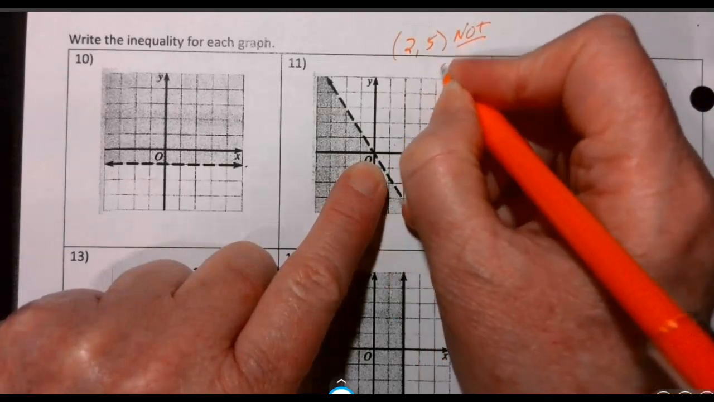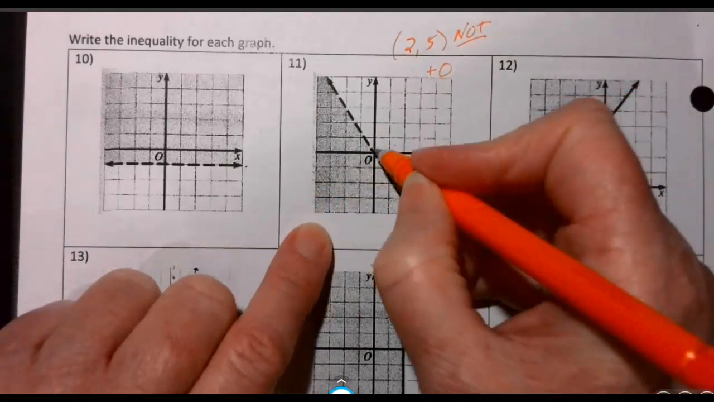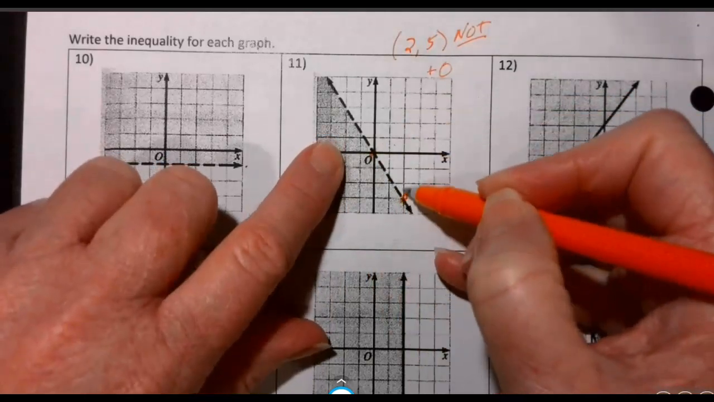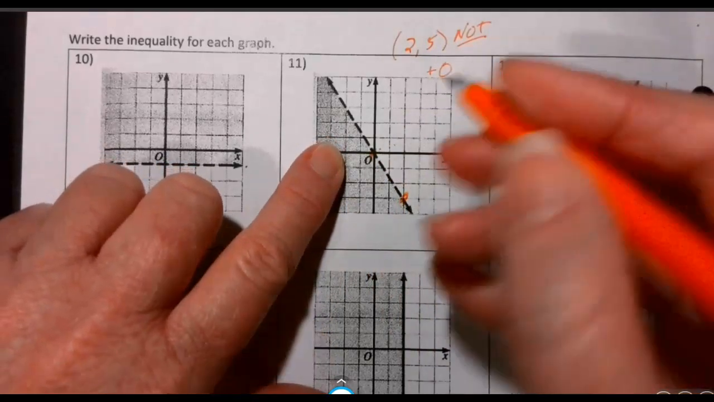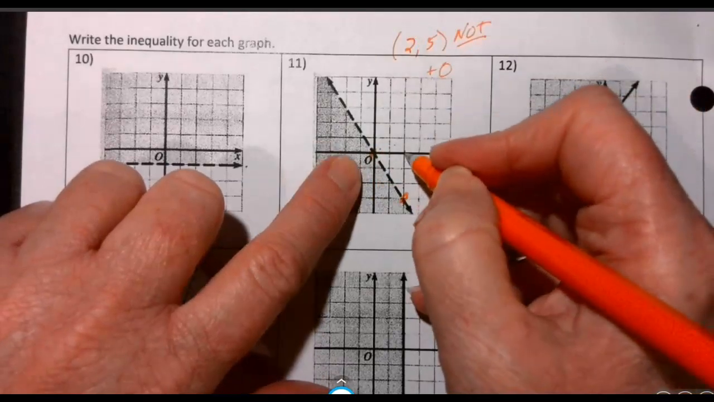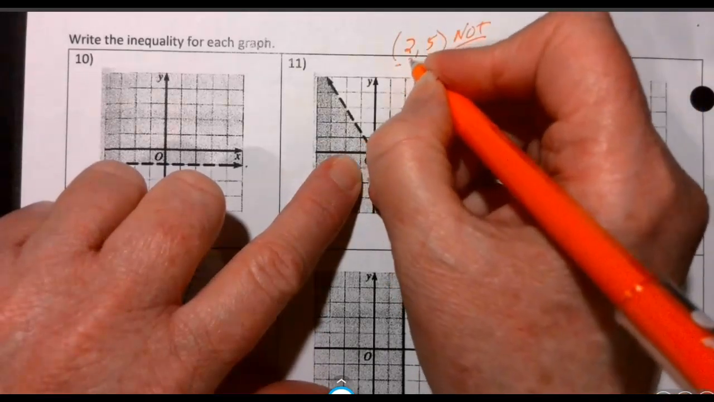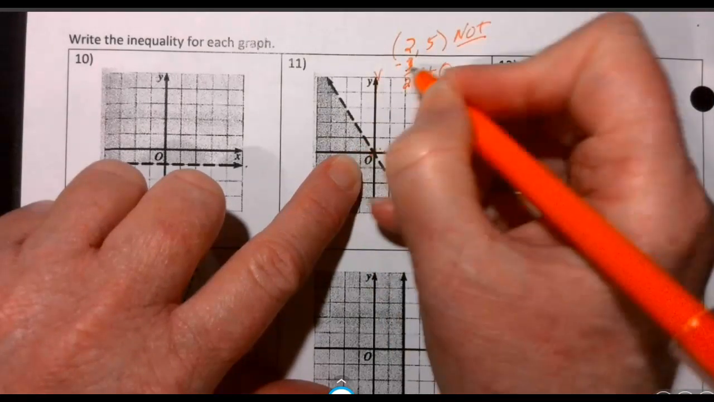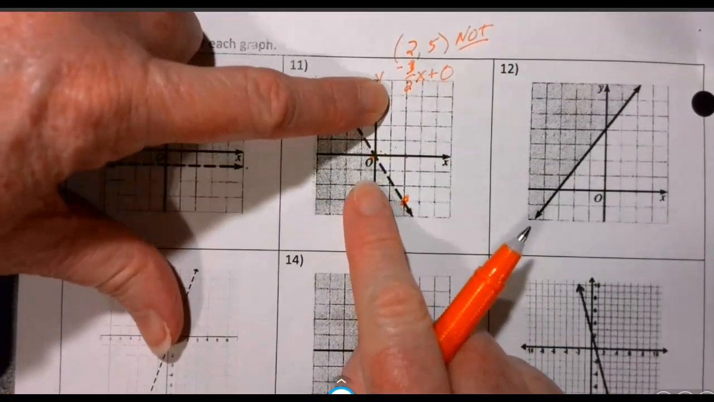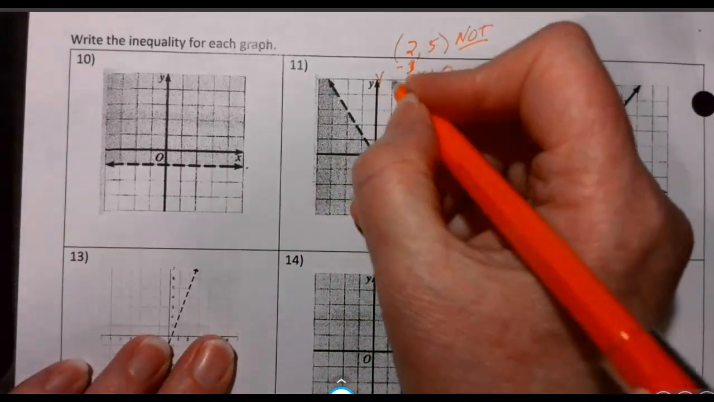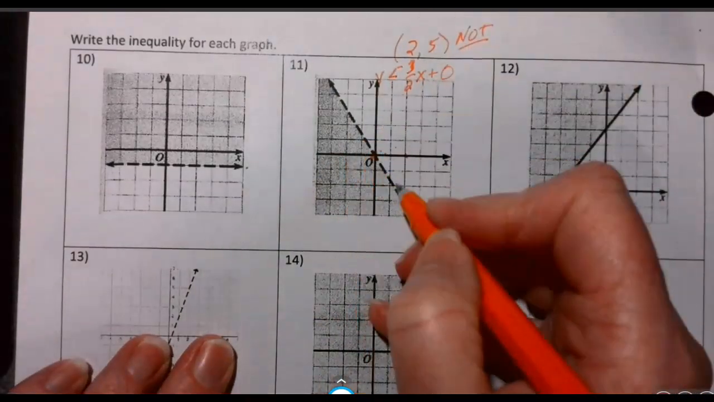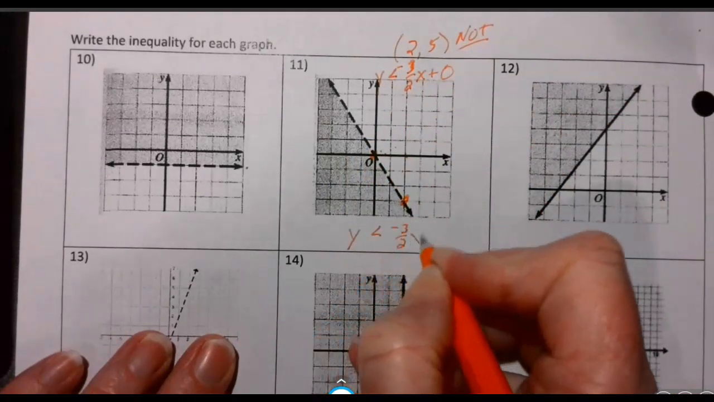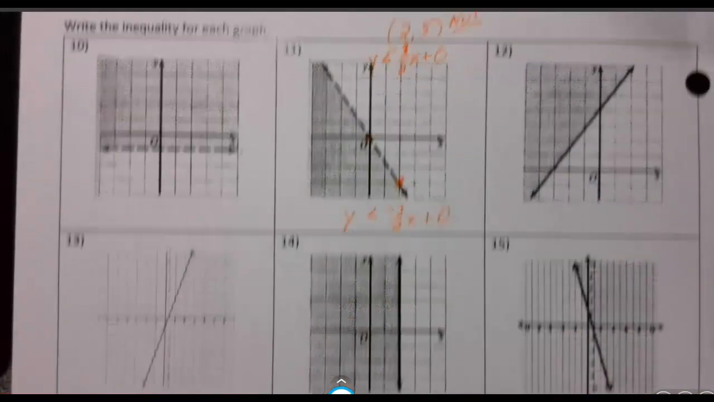Y-intercept is 0. What is my slope? Well, here's a whole number point, and here's a whole number point. So I am going up 1, 2, 3 over 1, 2. So my slope, I went up 3, 2 to the left, so that's a negative 3 over 2x. And then I have a y. Now, is it shaded above or below? It's below, so it's going to be less than. It's dashed, so that's my inequality. Y is less than negative 3/2 x plus 0. See how I did that one?